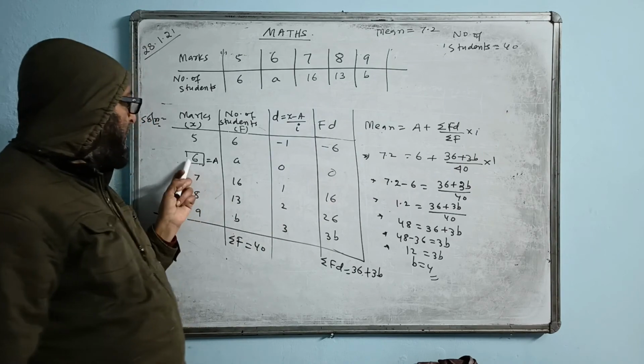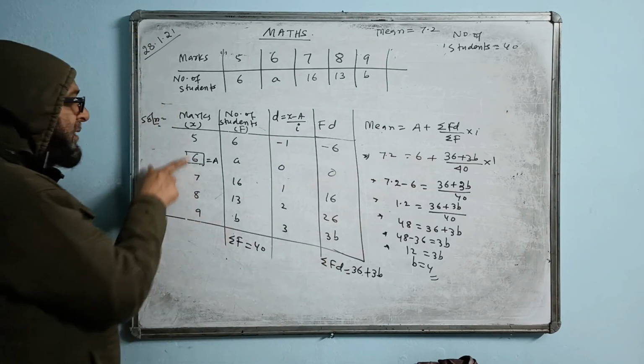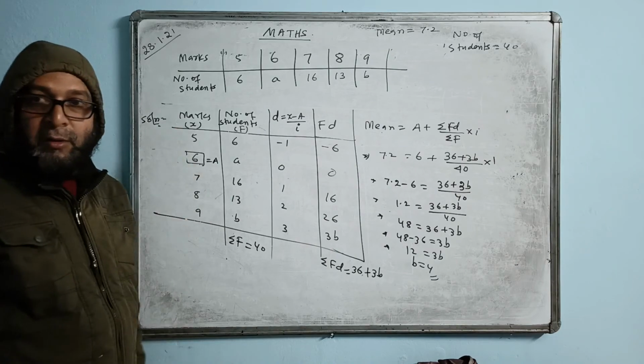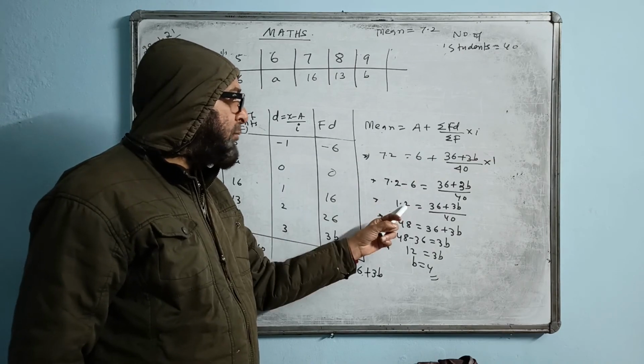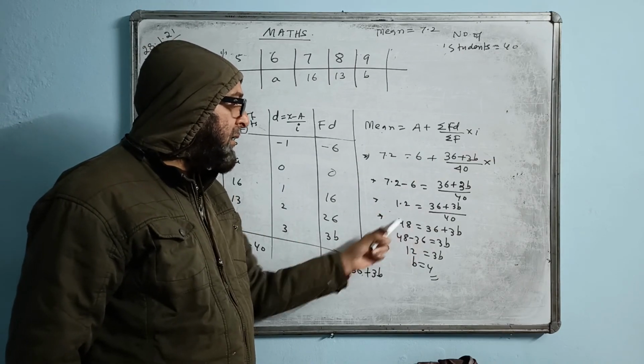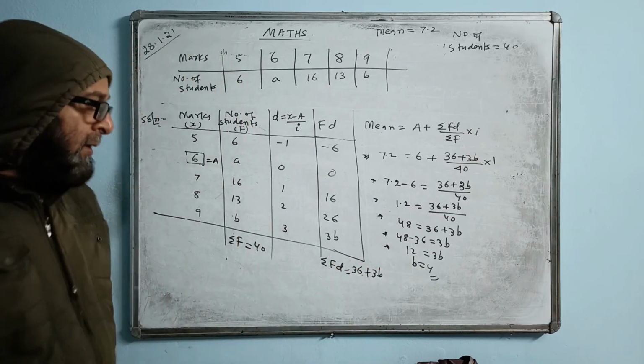A value is how much here? 6, I add 6, and this value is 1. 5, 6, 7, the difference 1 is going on. Then 6 will come this side. Minus 1.2 into 40, I do 48 minus 36, 12, divided by 3, 4. The B value comes out 4.